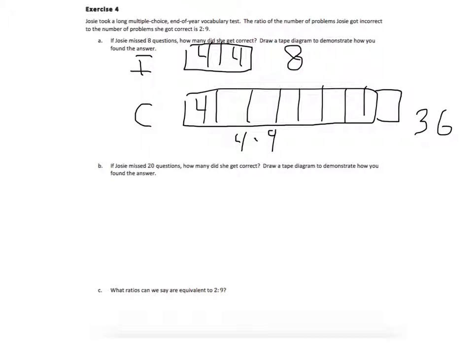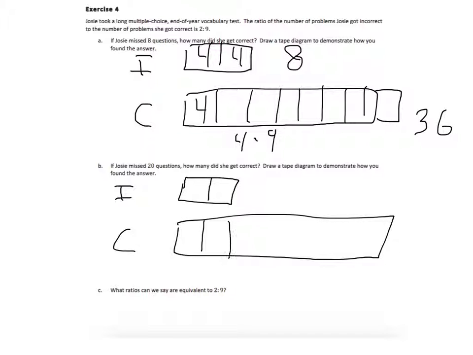Well, let's see what happens in part B. If Josie missed 20 questions, how many did she get correct? Draw a tape diagram to demonstrate how you found the answer. So again, we're going to use I for incorrect and start our tape diagram with 2 boxes. And then C for correct and start our tape diagram with 9 boxes. 1, 2, 3, 4, 5, 6, 7, 8. Add one more again, 9. And now, this time, she missed 20. Well, how much is going to be each box then? Then each one's going to have to be 10. And that's going to get us our 20.